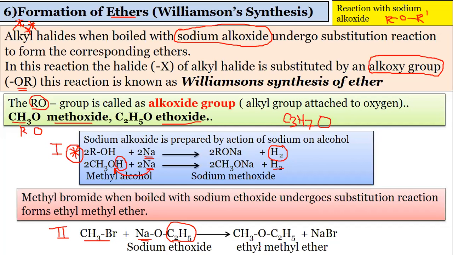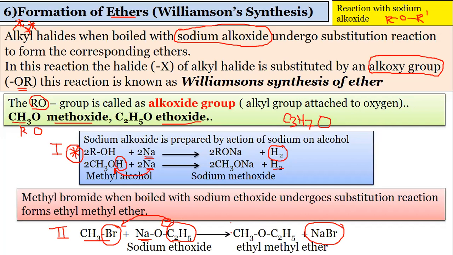Okay. Then see this bromine, it is replaced because this is a nucleophilic substitution reaction. Which is the nucleophile in this reaction? This is the nucleophile, C2H5O. This C2H5O will be attached here and bromine will be removed and it will combine with Na. This is the byproduct, NaBr, and we get the ether.